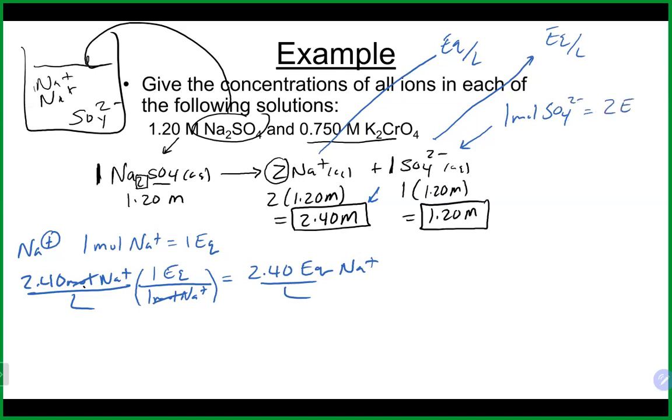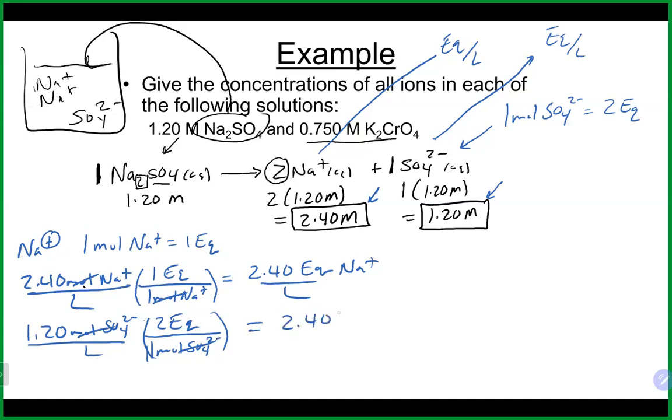When I look at sulfate here, for every 1 mole of sulfate, how many equivalents will I have? 2 equivalents, right? Because of the charge. If I take the concentration of sulfate in that particular solution, that would be 1.2 moles of sulfate per liter. Using my equivalent conversion, 2 equivalents per 1 mole of sulfate, the moles of sulfate cancel, and I end up with 2.4 equivalents per liter of sulfate.